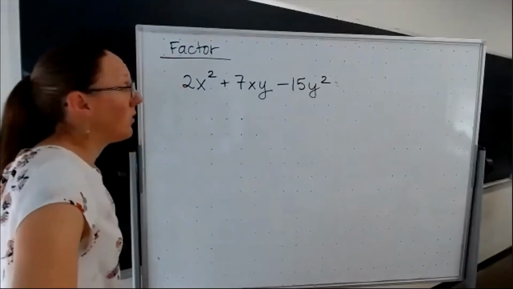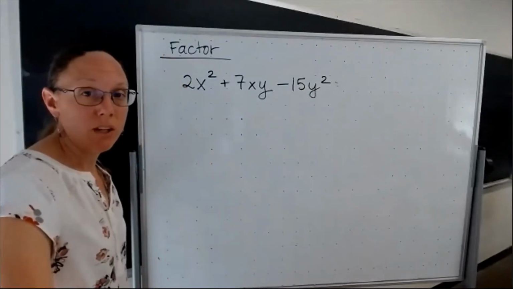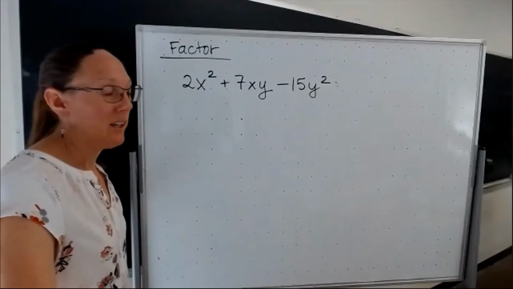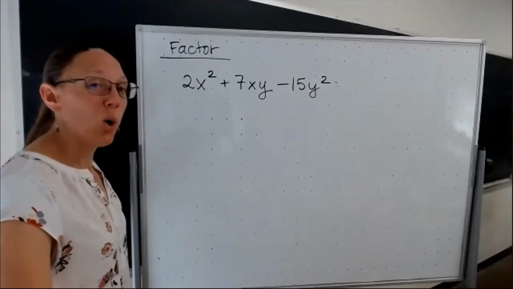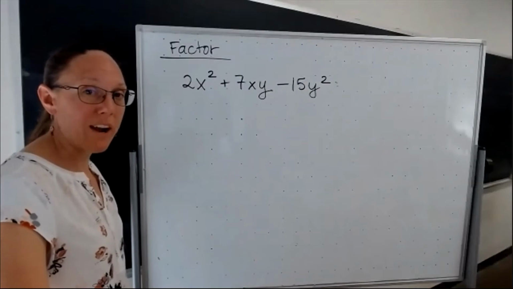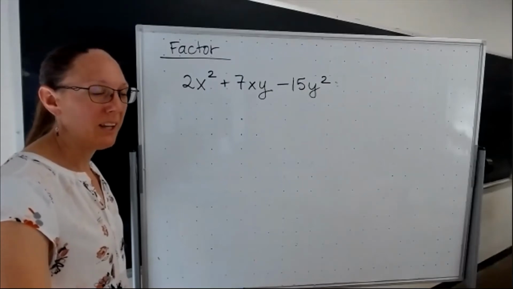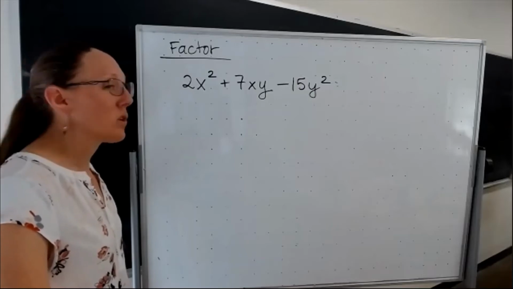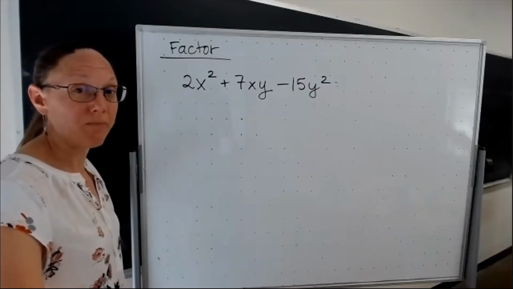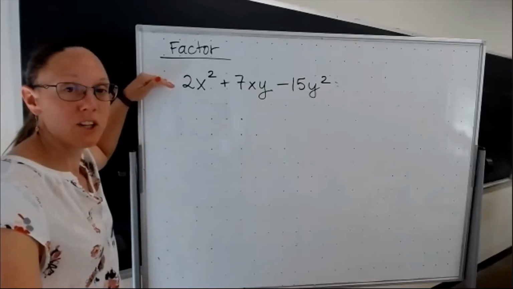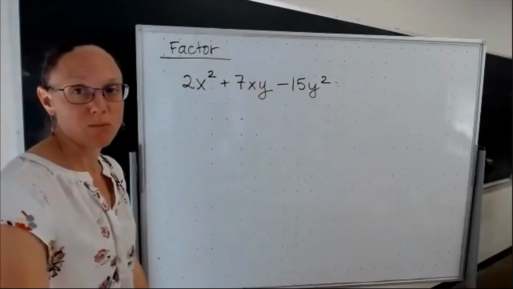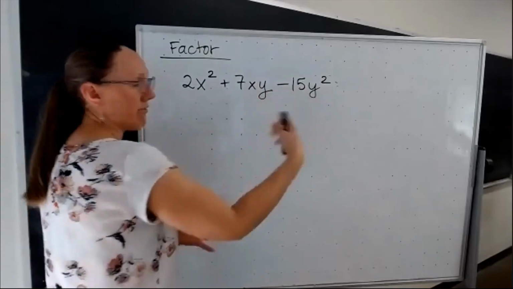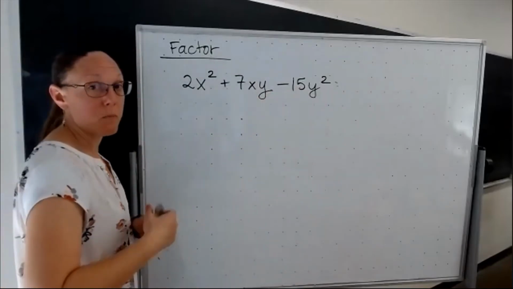Okay, so this one's ugly. I'm not going to lie, we've got x's and y's in here, and a whole lot of possible options for how this thing's going to factor, but not nearly as many as it looks like if we just start writing them down. So the first thing I'm going to check is, is there anything that all the terms have in common? And there isn't. 2, 7, and 15 aren't going to factor out.